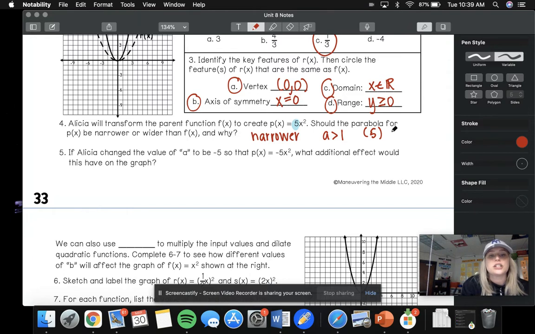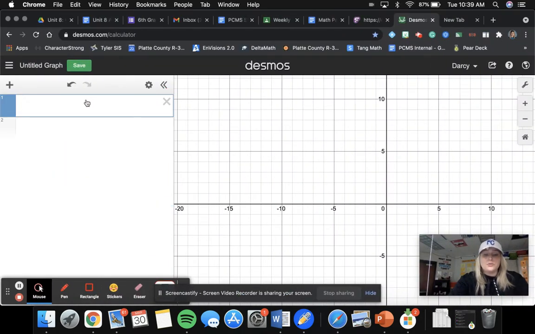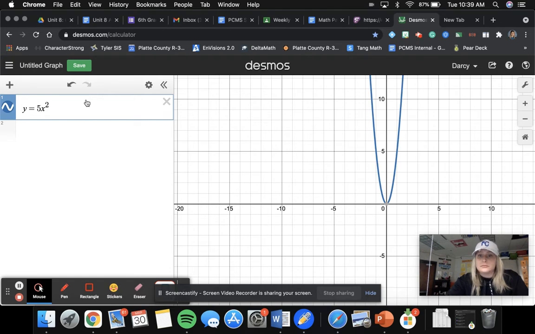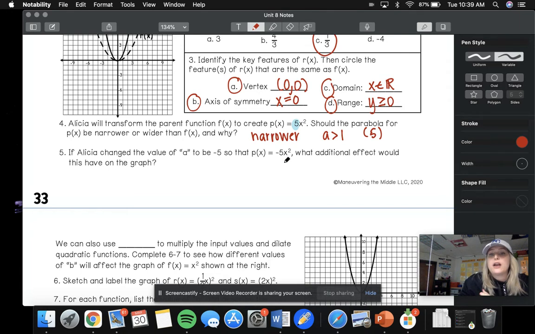Okay. If Alicia changes her a value to -5 so that p of x equals -5x squared, what additional effect would this have on the graph? If you don't know where to start, go to your graphing calculator. Do y equals 5x squared. It's very narrow. Then y equals -5x squared. And look, it flips upside down. So if you knew that right away, awesome. But the additional effect would be that it would be reflected, or it would point down.